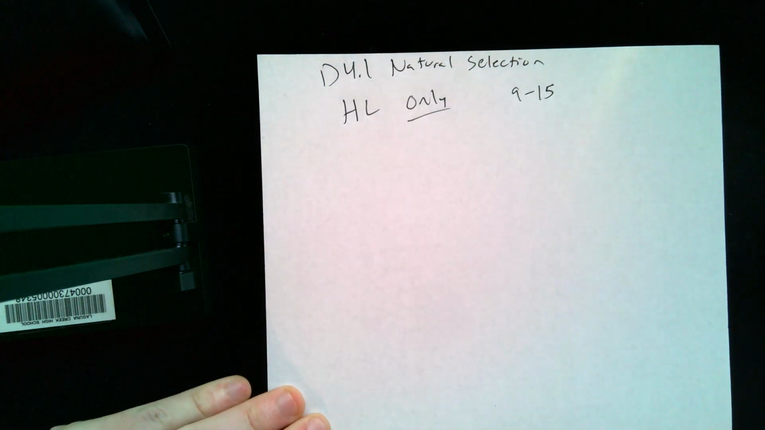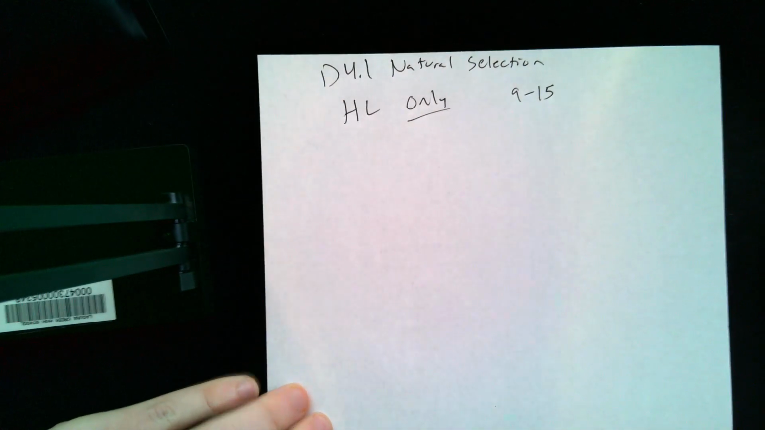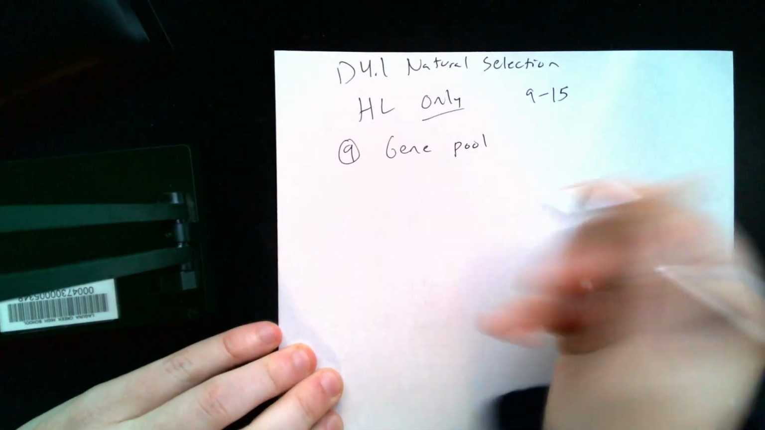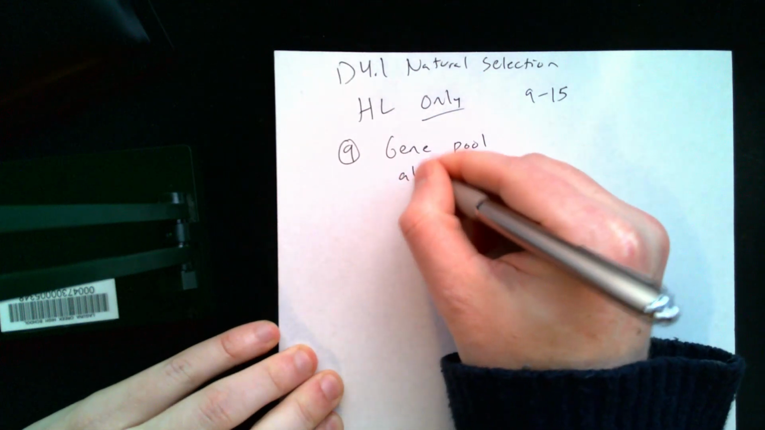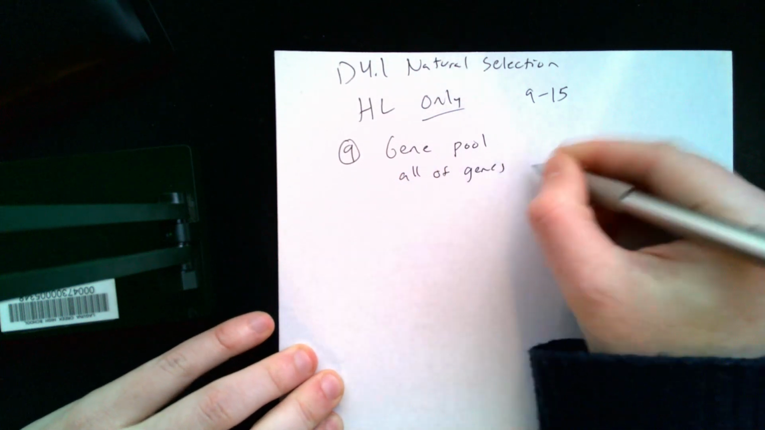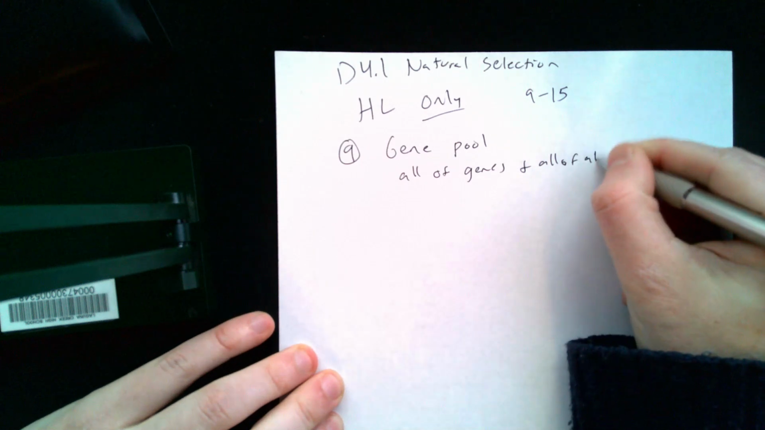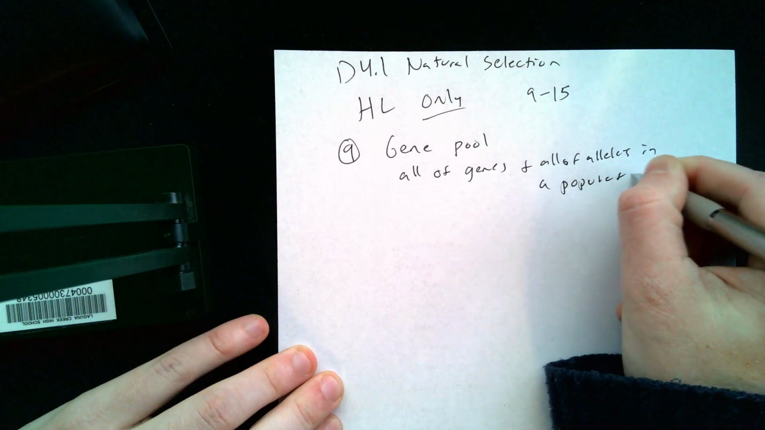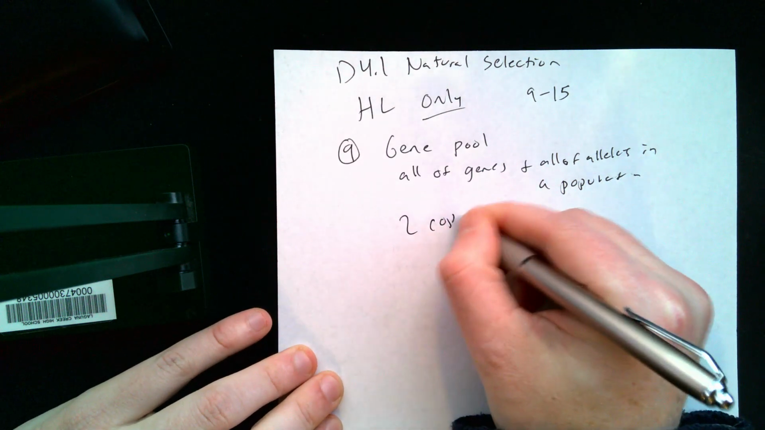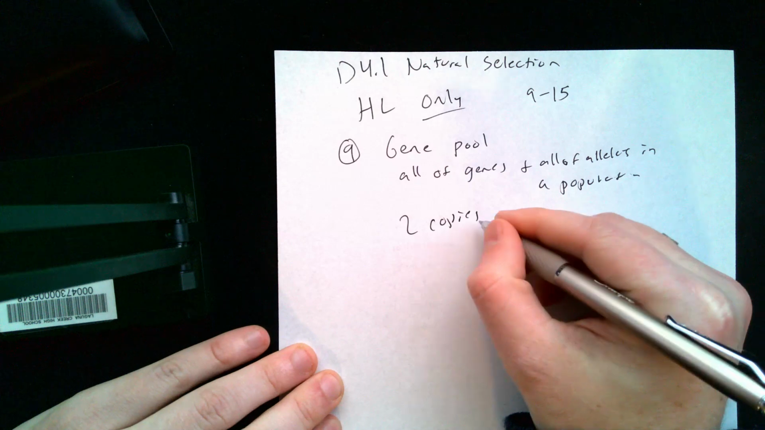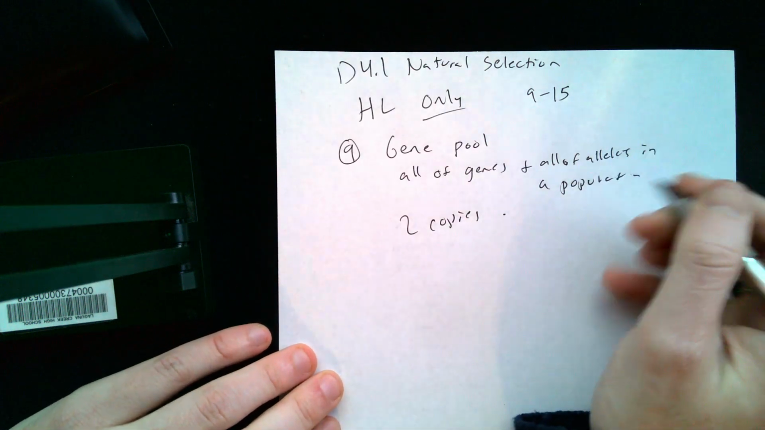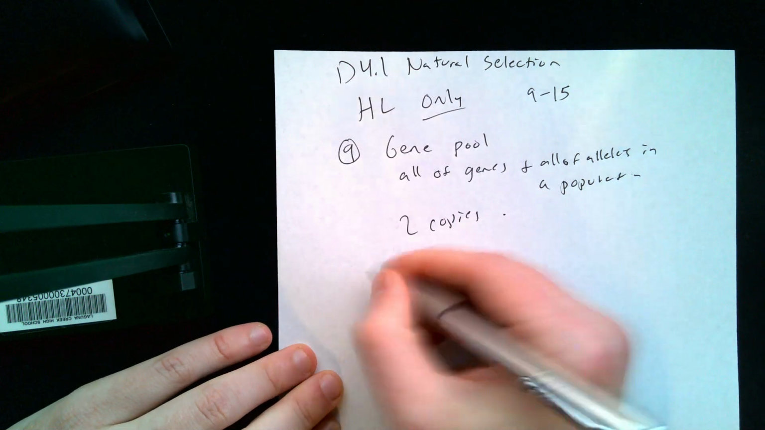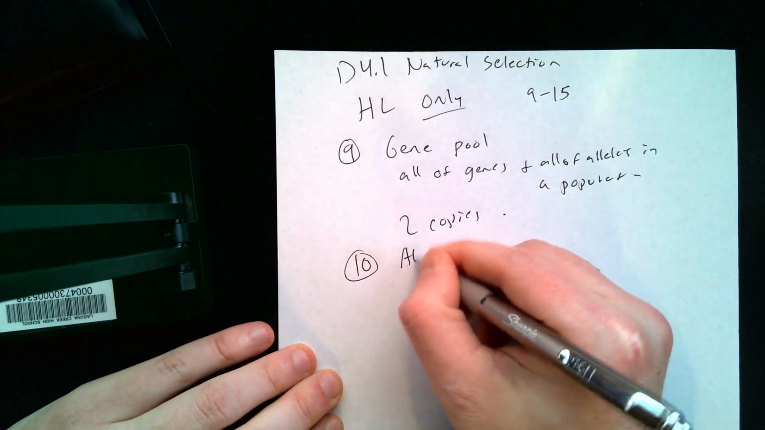because we waited to do these until we had learned about inheritance or genetics, because we start with the concept of a gene pool, which is all of the genes and all of the alleles in a population. And so you have 2 copies of every gene, and so all of those alleles would be counted as well. So it's just the genes and the alleles. And so what you do is you can add them up, and when you add them up, you can get allele frequencies.